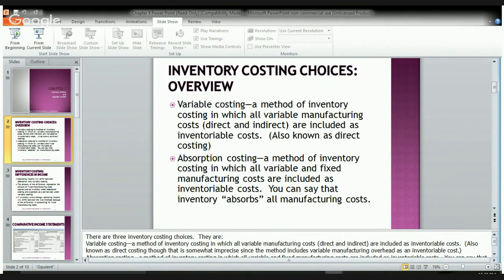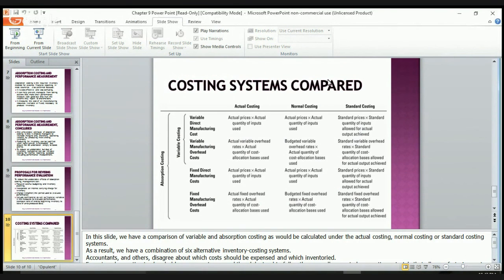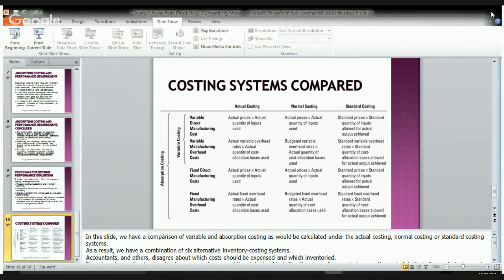All right. So that pretty well sums up absorption costing. The examples that we're going to be doing, we will be showing those in a separate video. And I will get that up here shortly.